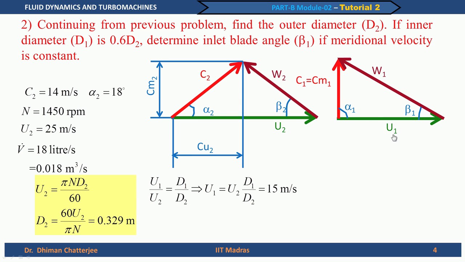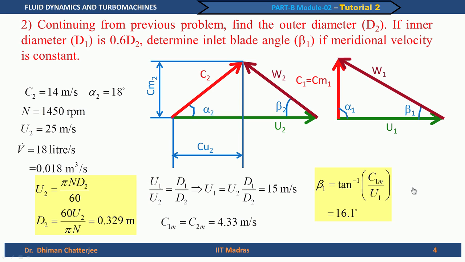Now, look at the velocity triangle at the inlet or the suction side. We know U1, and since it is given that Cm1 equals Cm2, we can say that both are 4.33 meters per second, and hence we can find out beta 1. Beta 1 is tan inverse of Cm1 by U1, which is 16.1 degrees.